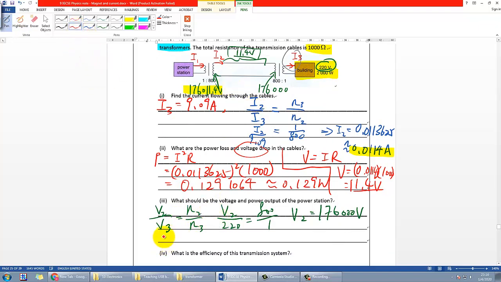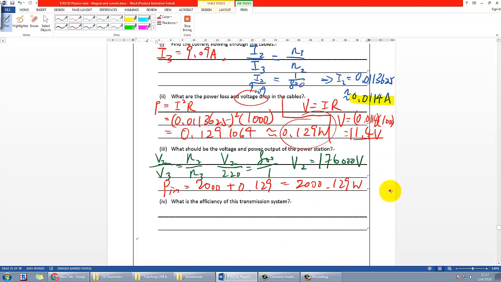As for the power, then it's easier to calculate. It's simply, once again, the total power. Since within the transformer there's no energy loss, no power loss, then the power is simply the one in the building and the one lost in the cable. So 2000 from the building, and this one 0.129 in the cable. So that is simply almost the same as 2000.